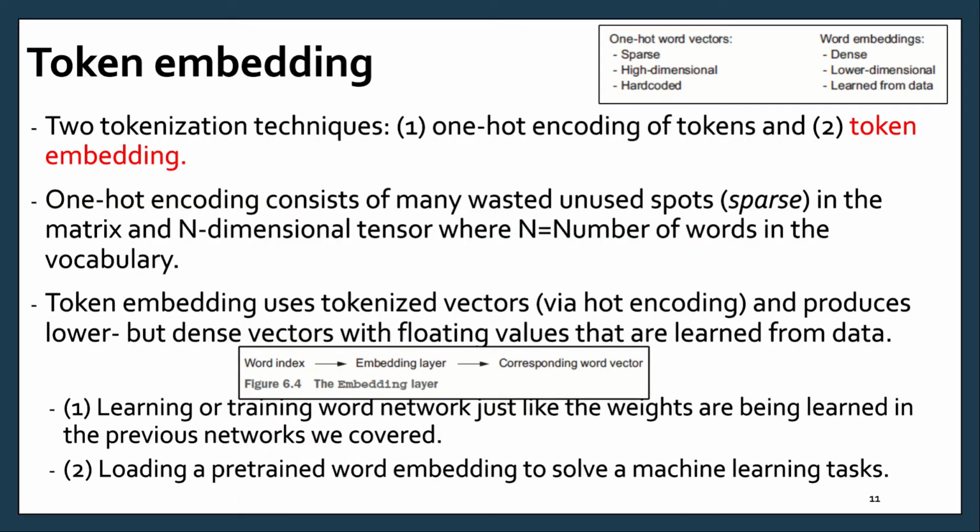Okay. So in token embedding, the second one, in one-hot encoding, it consists of many wasted unused spots, right, in the matrix. And the n-dimensional tensor, where n is the number of words in the vocabulary, token embedding uses tokenized vectors via one-hot encoding and produces lower dimensional but dense vectors with floating values that are learned from data. Learning or training word embeddings just like the weights are being learned in the previous networks we covered, right? Loading pre-trained word embeddings to solve a machine learning task, right? If you go on the top right, there are the differences. One-hot is sparse, high dimensional, hard coded, and word embeddings is dense, lower dimensional, and learned from data.